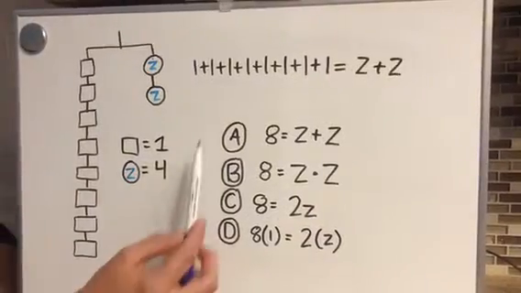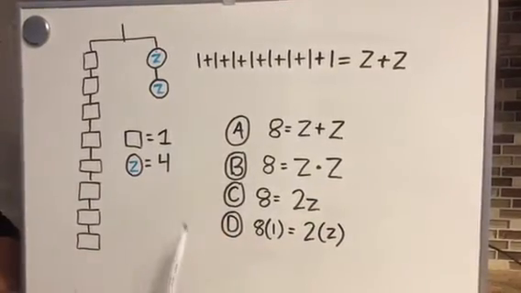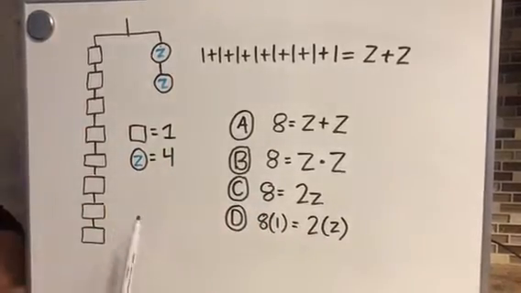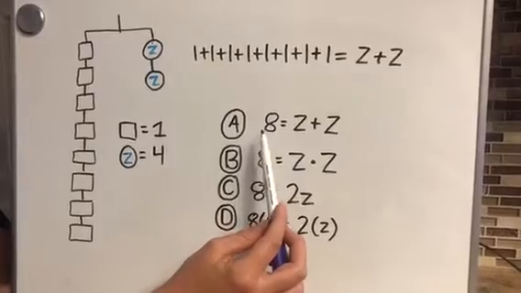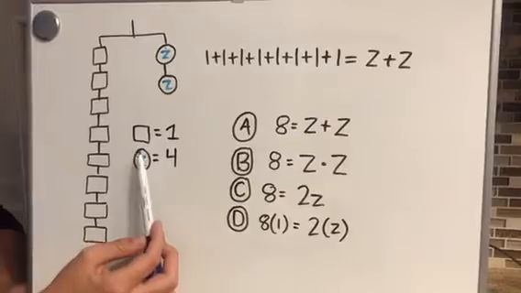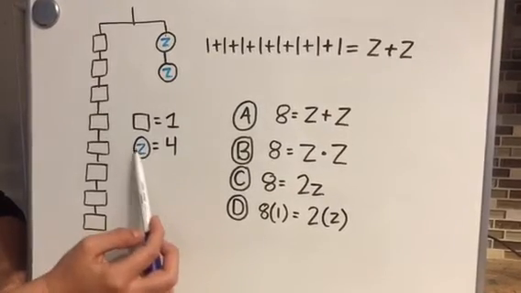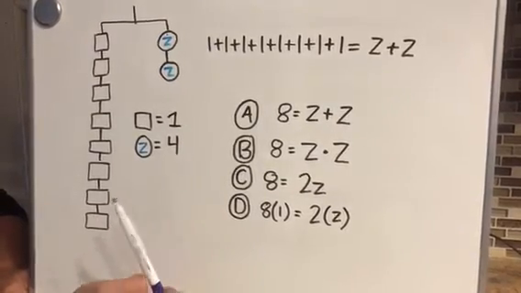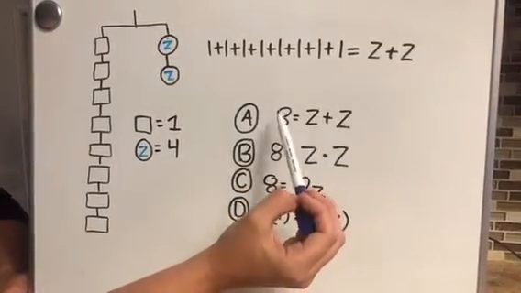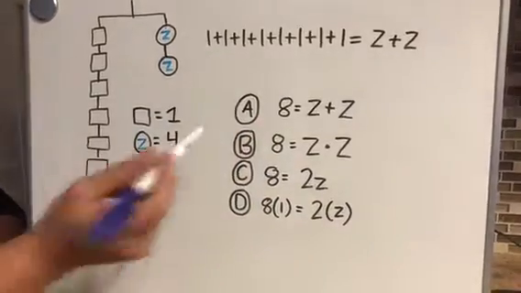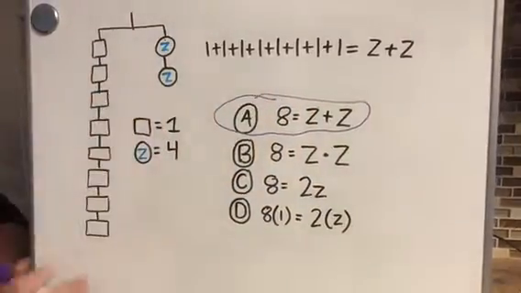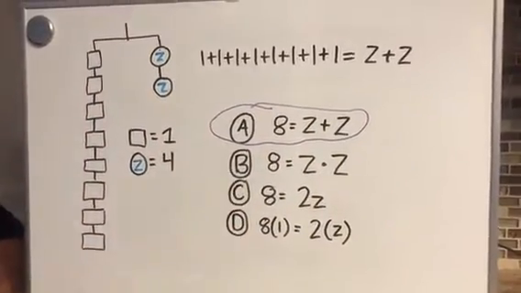All right, you guys, so take a look at these 4 equations right here. We need to figure out if these 4 equations fit into our hanger. If you take a look at A, it says 8 equals z plus z. Well, we know that circles are also equal to z, and those represent 4. So if we plug in 4 for z, 4 plus 4 equals 8. That is absolutely correct. So this equation fits in our hanger.